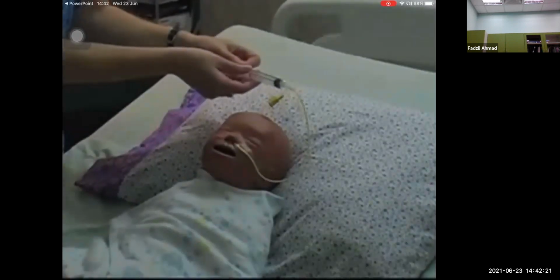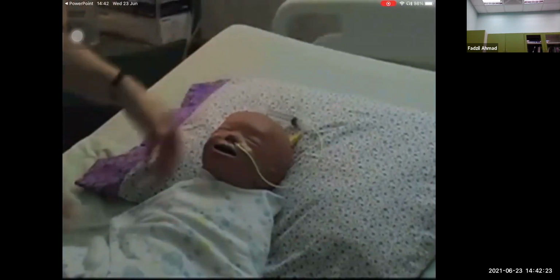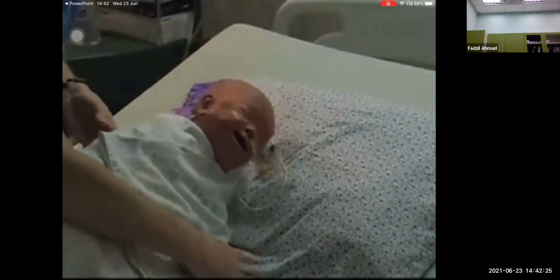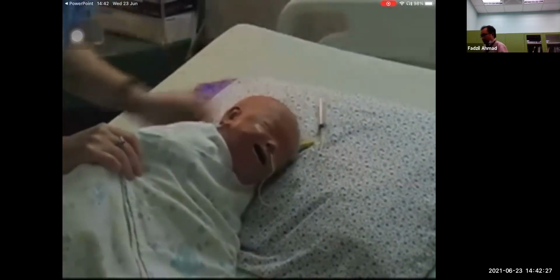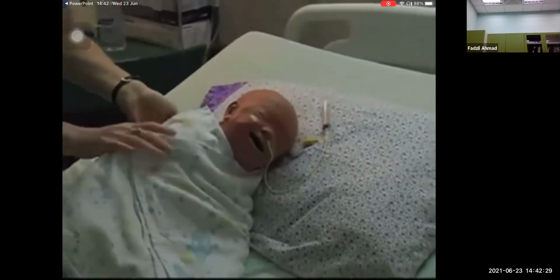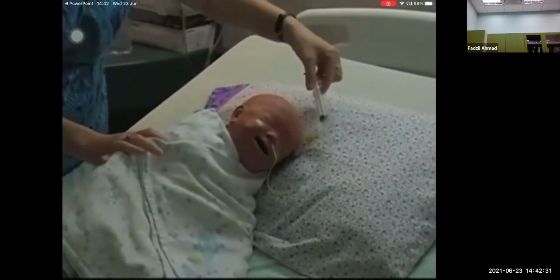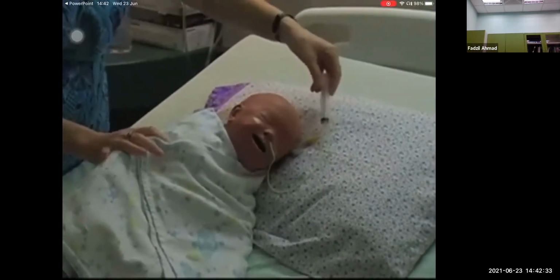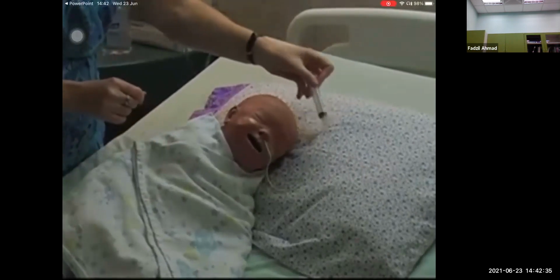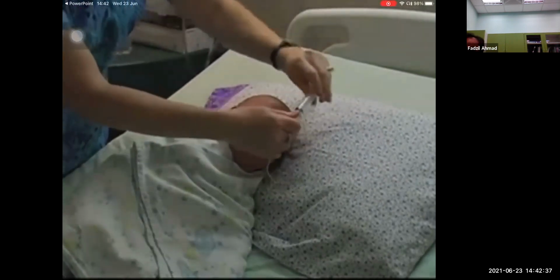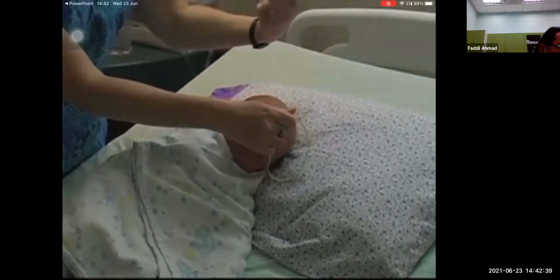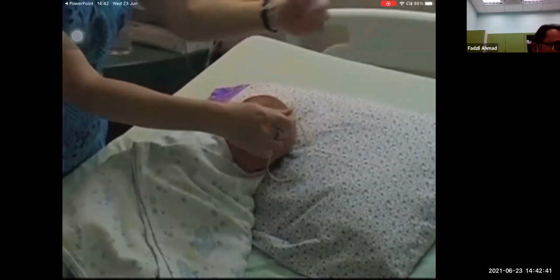If you're having trouble trying to get the fluid to come back, try these maneuvers. First, turn your child on their left side. Sometimes moving the child is enough to reposition the tube. Once again, try to pull back. If you're still not getting any fluid, try to push 3 milliliters of air into the tube. This is a small amount of air and it shouldn't cause any discomfort.